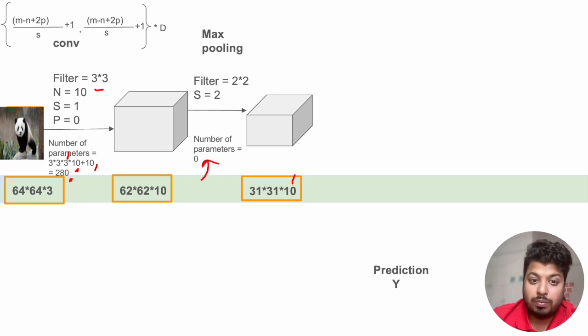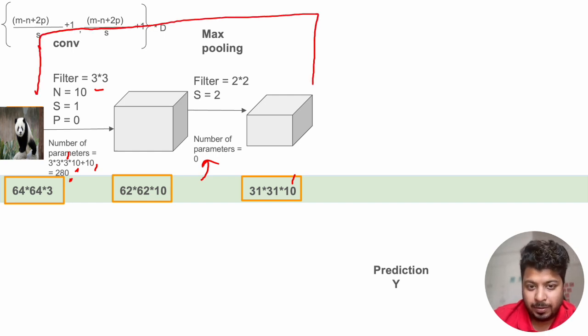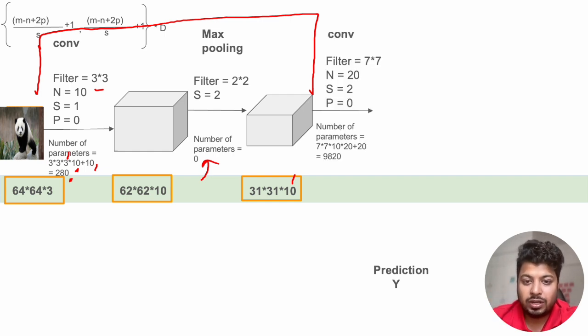So a combination of convolutional layer and max pooling layer, both parts combine into one layer. So this is one layer, and one more layer is, this is how it's going to look. We will have one more convolutional operation with a filter size of 7 cross 7, number of filters 20, stride 2, and padding equal to 0.